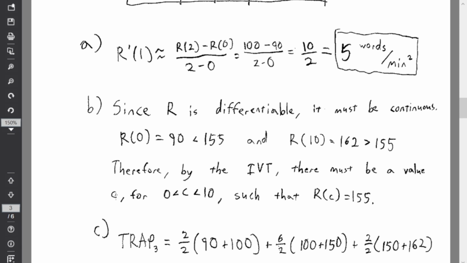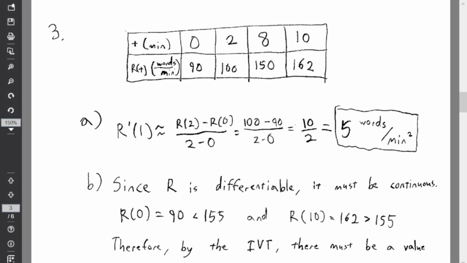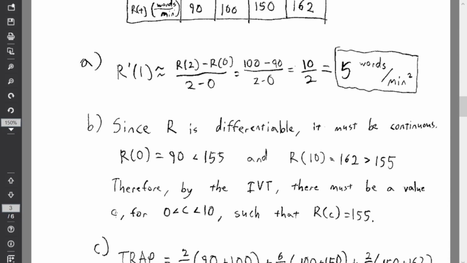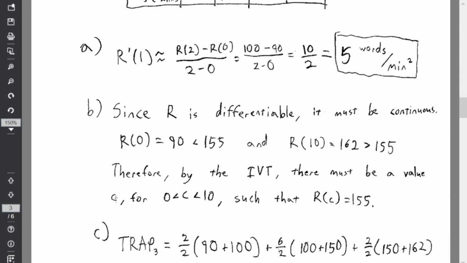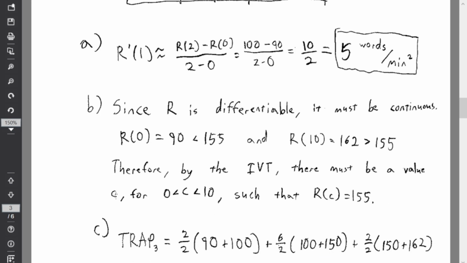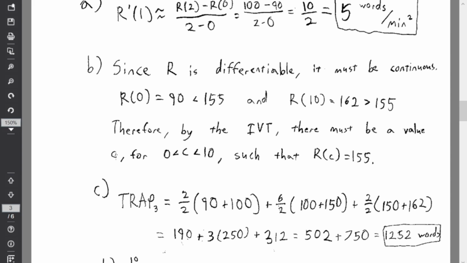So for the first interval, h is 2, because it goes from 0 to 2, so that's a distance of 2. And then the bases are those y values, so 90 and 100. For the second trapezoid, h is 6, because we're going from 2 to 8. And then 100 and 150 are the two bases. And then the height is 2 again, because we're going from 8 to 10. And then there are your two bases. Put all those together, and we get 1,252 words.